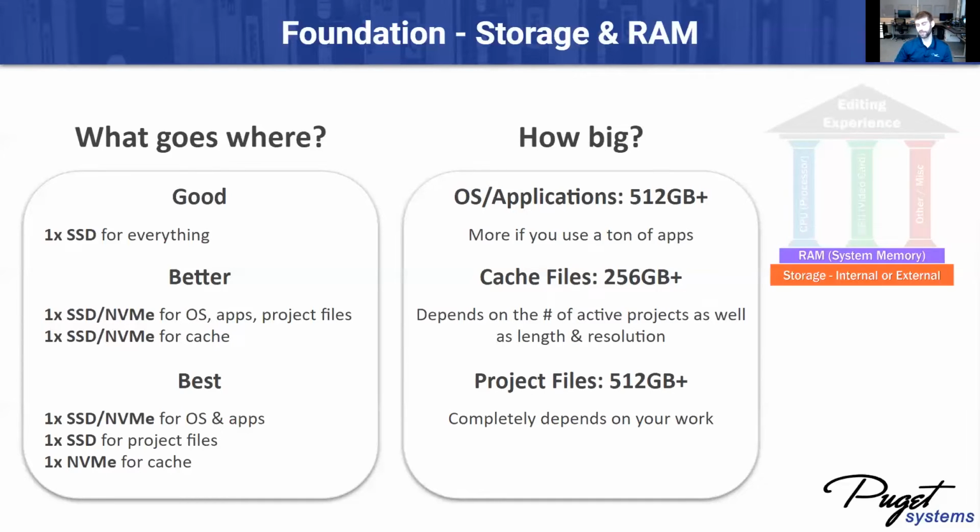And then your project files, again, completely depends. I would start at 512 gig and go up. I think a lot of our customers end up actually at about the 2 terabyte level for their project files. Some go up to 4, some end up with multiple drives. All depends. This is the one thing that honestly a rule of thumb is almost not even a rule of thumb because everybody is different.